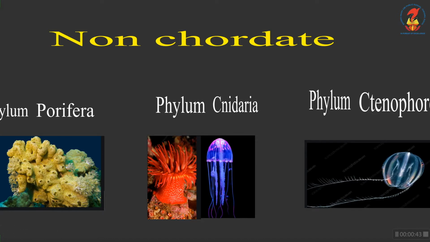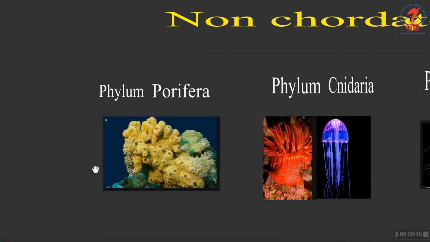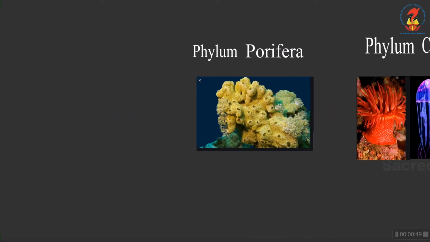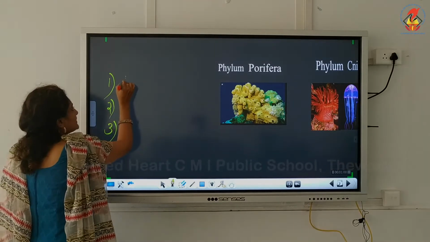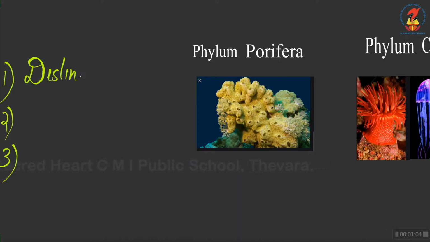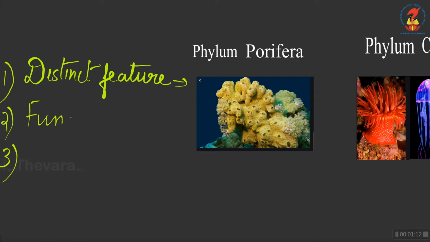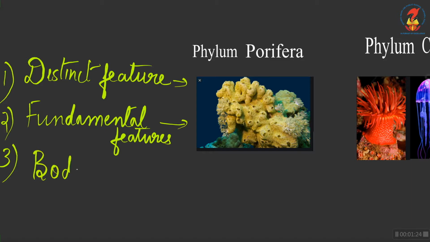Now the first phylum is phylum Porifera, and we know the distinct feature of phylum Porifera is that it bears pores. So when I teach each taxon, I will emphasize 3 points. One, the distinct feature. Two, the fundamental features, which were dealt with in the previous lot. And lastly, the body structure.